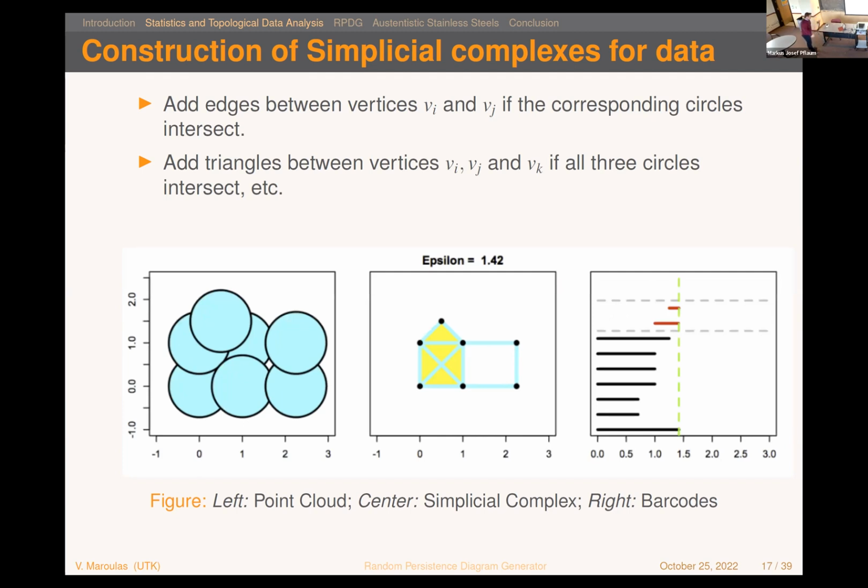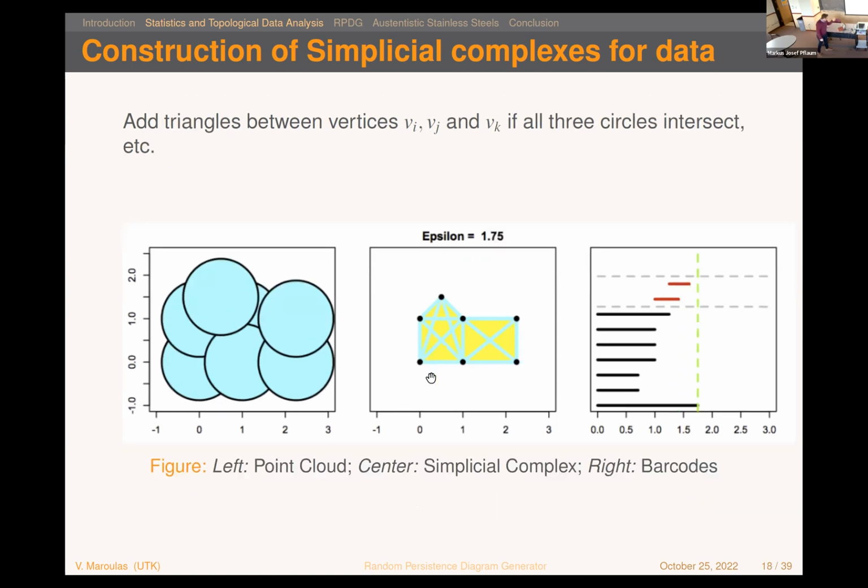Okay, and you keep increasing. Now this hole got filled in, this one remains here. Okay, so now all the circles, all the original data points, communicate with each other. So it is safe to end the algorithm now because it's not going to give you anything anymore. Okay. All right. So this is the barcode.